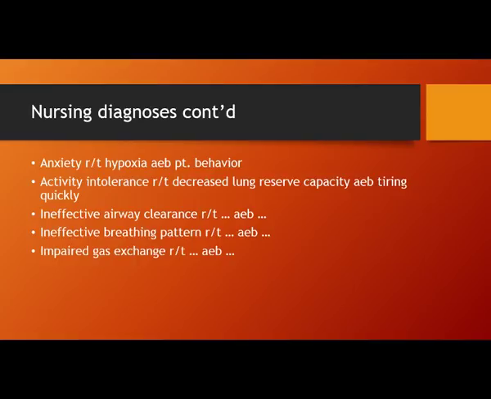Then actual nursing diagnoses. And then remember, these ones have to have related to and as evidenced by. So anxiety related to hypoxia as evidenced by patient behavior. The behavior is what tells you they are anxious, and you think that the hypoxia is the reason for that anxiety.